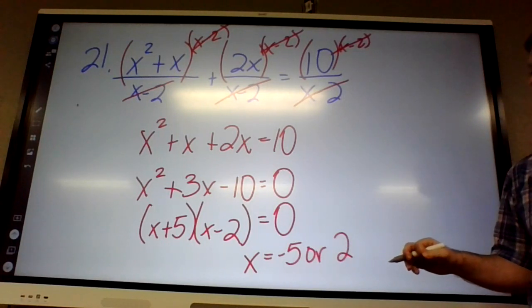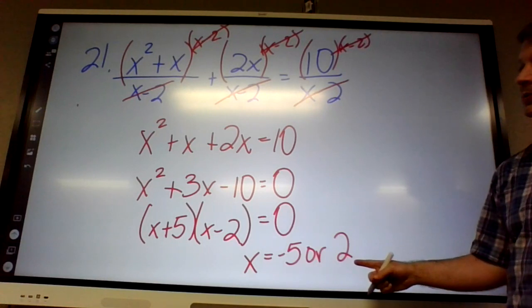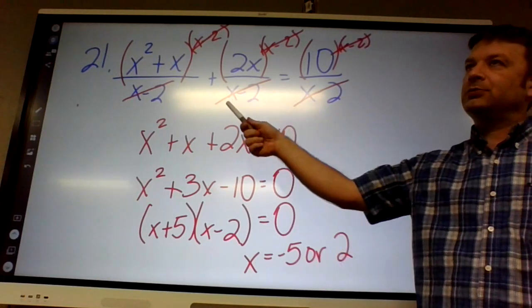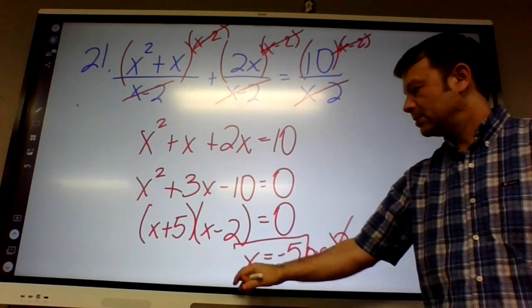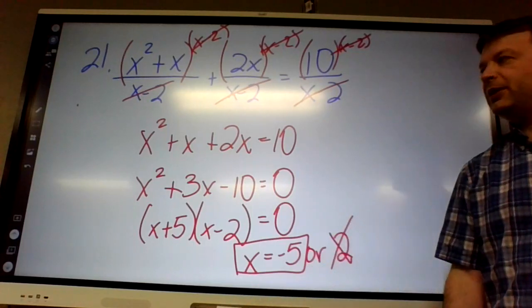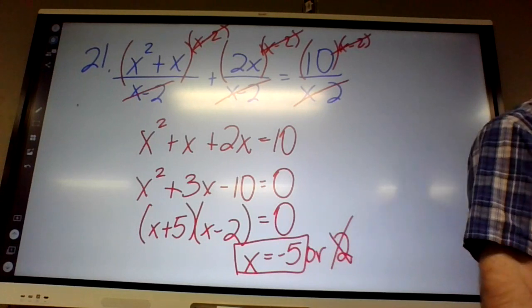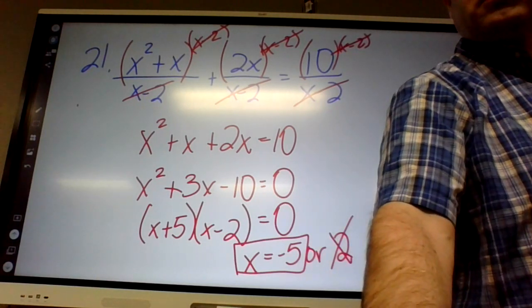Remember how we finished these problems? If it makes the denominator 0, we gotta throw it away. Do either of these make the denominator 0? 2. So we gotta throw that one away. Alright, we're kinda over halfway, so I'm gonna pause and let you guys work on the evens. We got quite a bit of time.